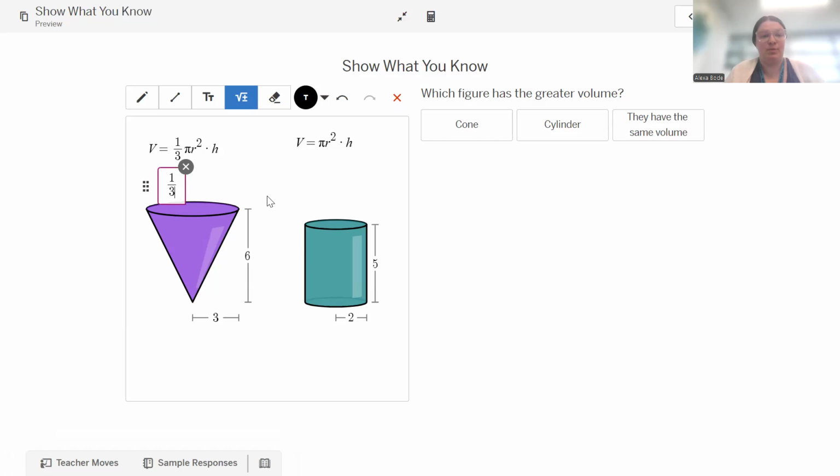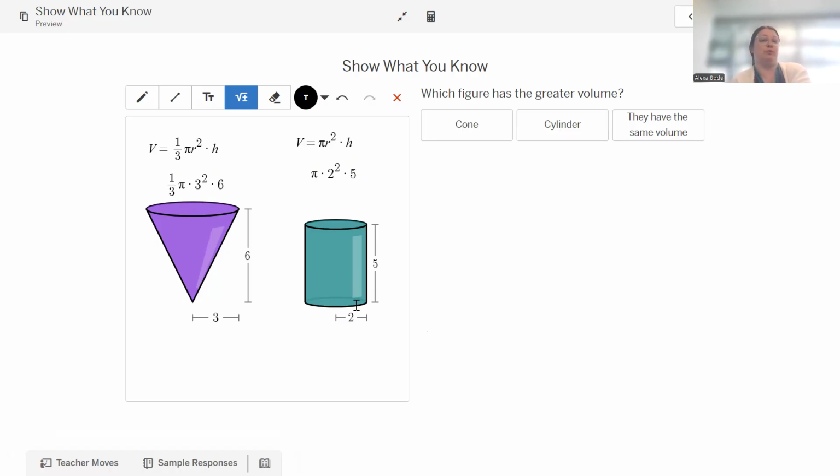So for the cone, it's going to be 1/3 pi times our radius here is 3, so 3 squared times 6. And the cylinder, we don't have to do that 1/3 for, so it's just going to be pi times our radius for the cylinder is 2, so 2 squared times 5. Okay, so the cylinder does have a smaller radius and a smaller height than the cone. But the cone you have to take 1/3 of. So which one has the greater volume?